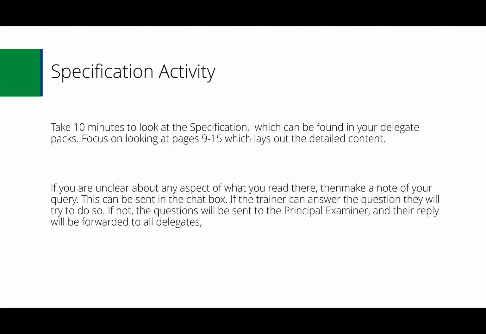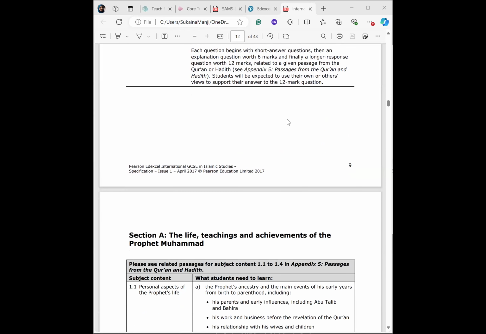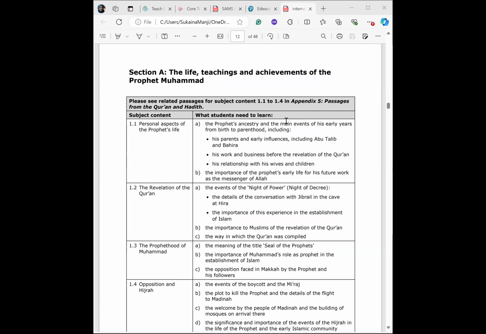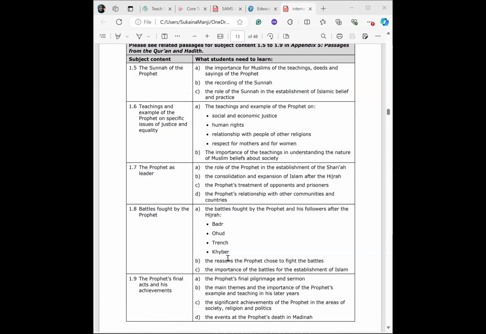On pages 9 to 15, please, so that you can just have a look at the specification itself very quickly. All the three sections that we've just discussed, and then there is further information about the assessment. We'll discuss that again later on. Section A, you can see the topics that are there. In each section, you'll find that there will be 9 topics, and each of these topics has been divided well for you so that you can teach them accordingly in the classroom. Later on, when we have a look at the link, you'll get an example of a lesson plan as well.